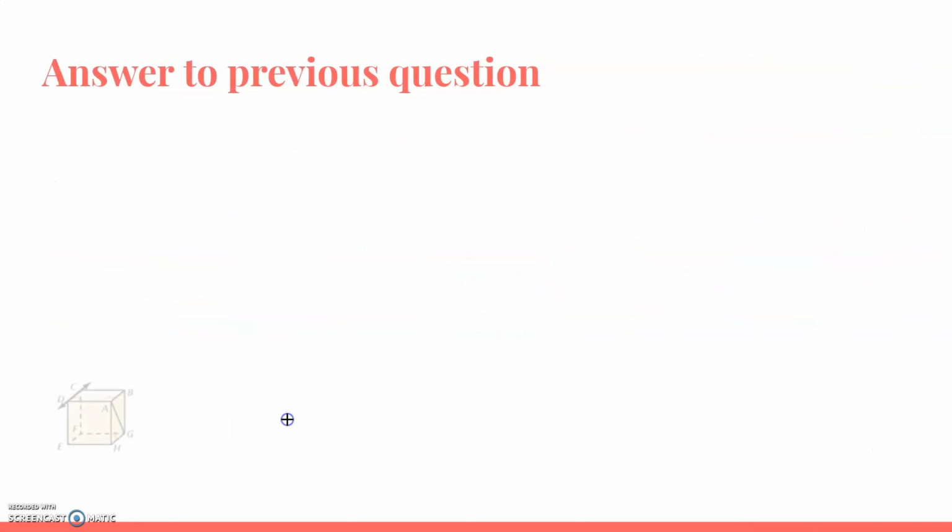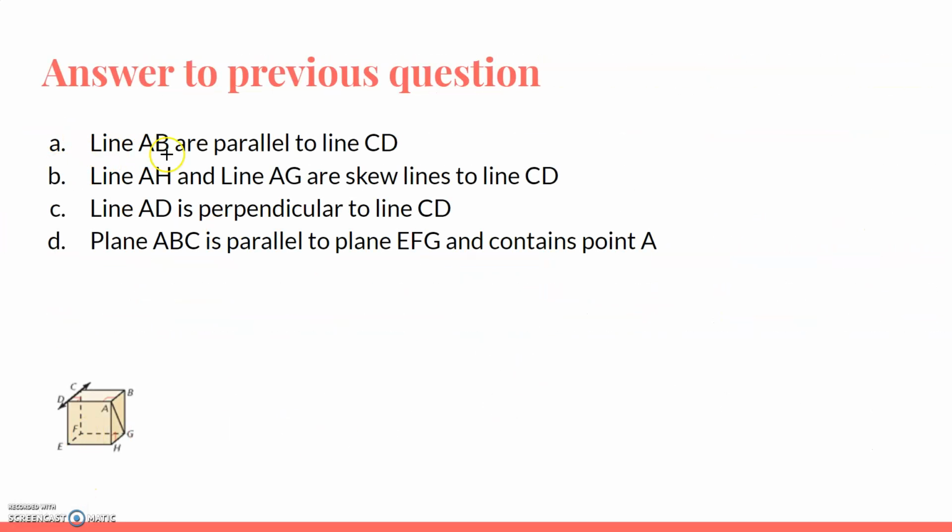Alright, I'm just going to give the answer real quick. As you can see here, line AB is parallel to line CD. That's because only this one contains point A, but lines HG and EF could work if they didn't ask us to find one containing point A. Next, lines AH and AG are skew lines to line CD because they're non-coplanar and they don't intersect line CD. Next, line AD is perpendicular to line CD. That's because we see that right angle, which means that this is perpendicular. And then lastly, plane ABC is parallel to plane EFG, and that's because that's the only one that contains point A.